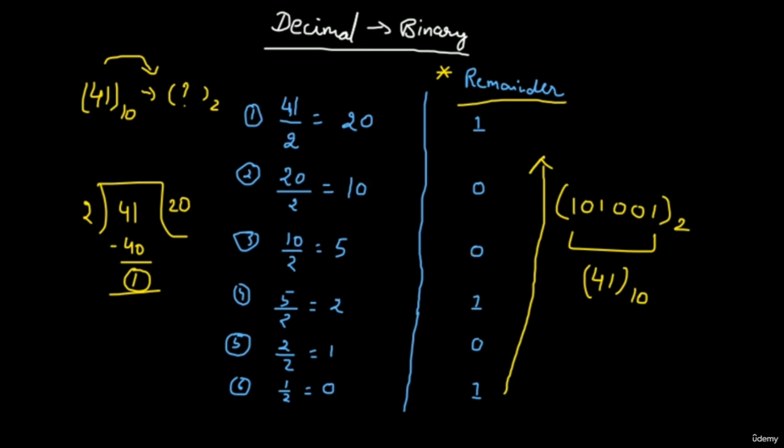So this is the decimal to binary conversion, but surely there is the fraction part too. So let's learn the fraction part.